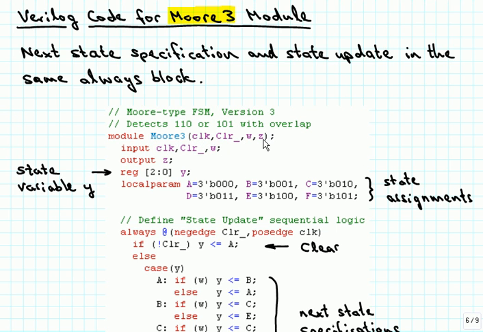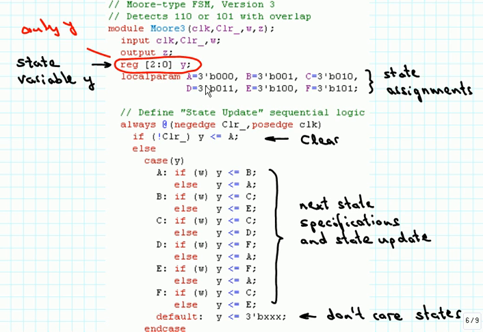But now when we look here at the state variables, we only have little y. We don't have the capital Y, because we are going to directly update the little y from the present state. We're going to make the next state and make this then the new present state. The state assignments here with the localparam definition are the same as before.